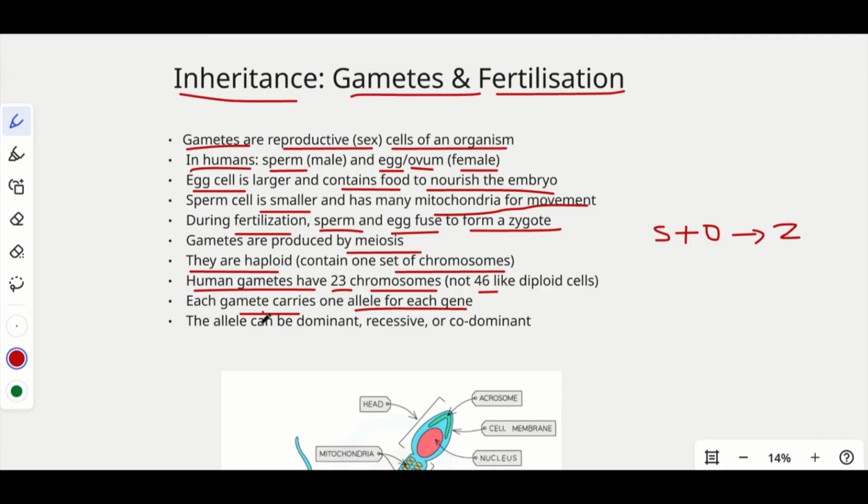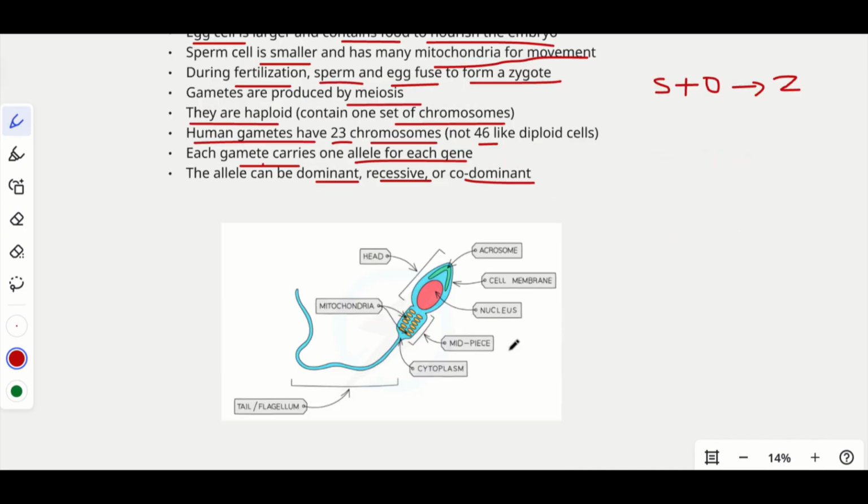The allele can be dominant, recessive, or codominant, right? Like I mentioned about eye color, the dominant color will be visible, and the recessive will not be visible. And sometimes both will coexist, right? In some cases, we can see that also.